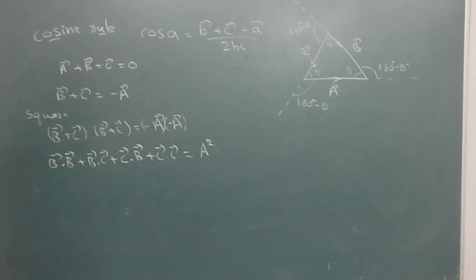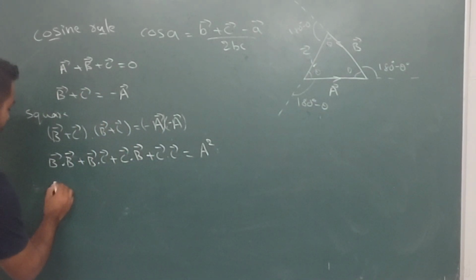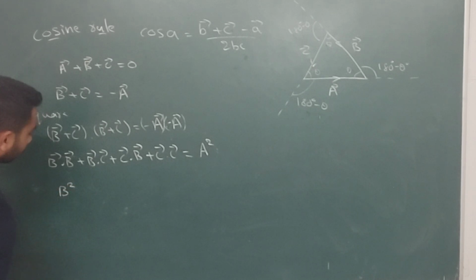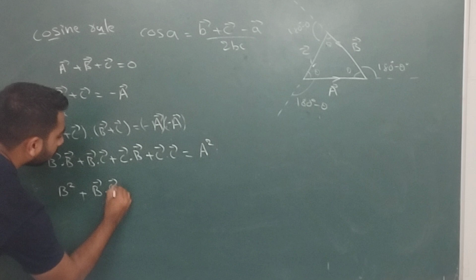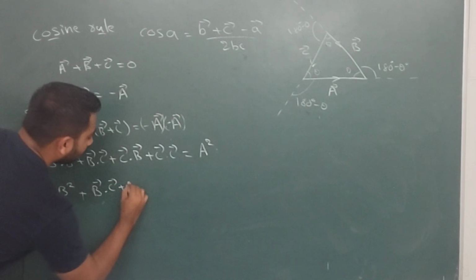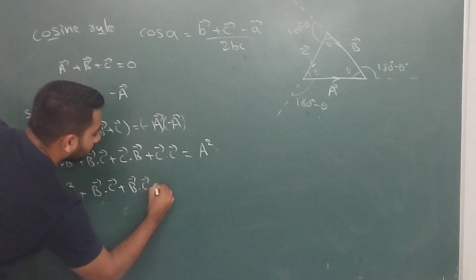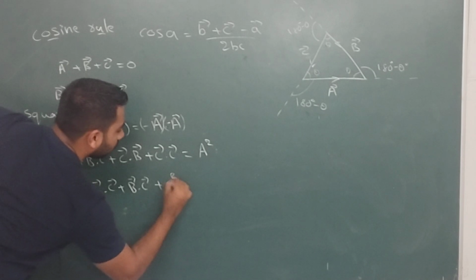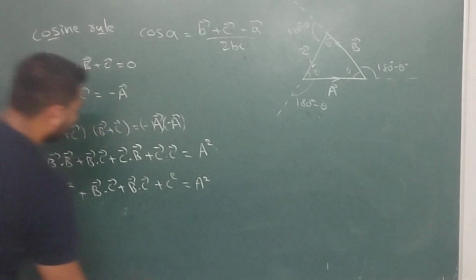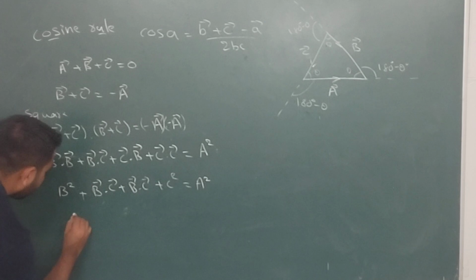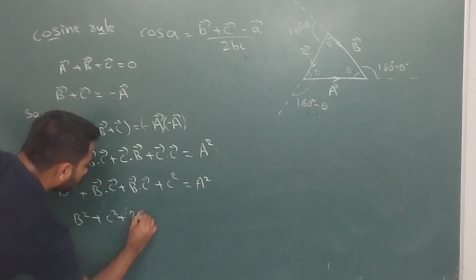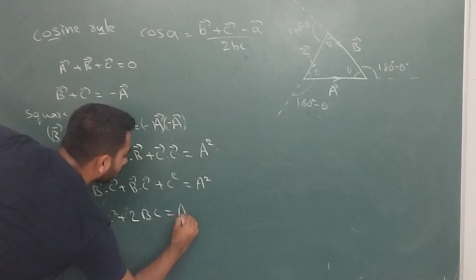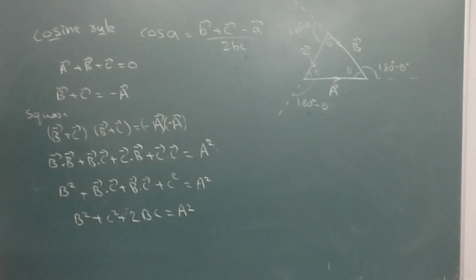It's A square. Now this becomes your B square, plus this I can write using the commutative law, it follows the commutative law, plus C square is equal to A square. Now it is B square plus C square plus 2 B dot C is equal to A square.